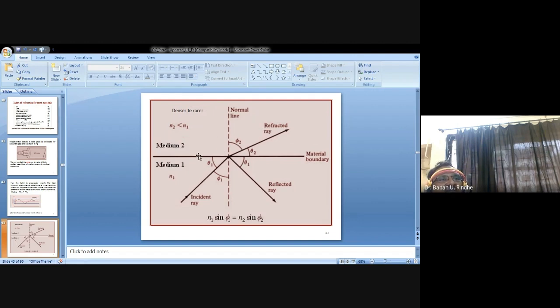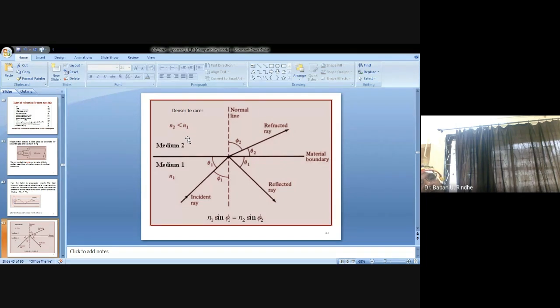This is called a plane. Suppose this is a material boundary, and this is a normal line. So this is a material boundary with medium N1, which is denser to rarer. Medium 1 means a rarer plane, then this is a rarer medium. This is denser to rarer, that is, we have medium 2.